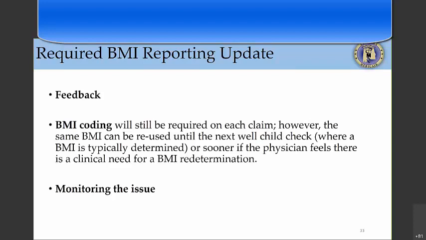Additionally, if you have a recipient for whom it would be difficult to obtain a BMI, such as if they were wheelchair bound, you may send the claim in for an override to the managed care division.